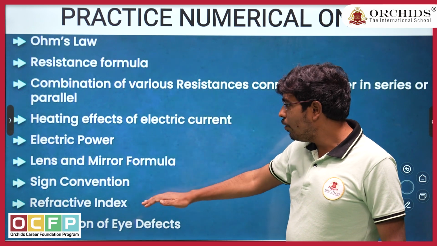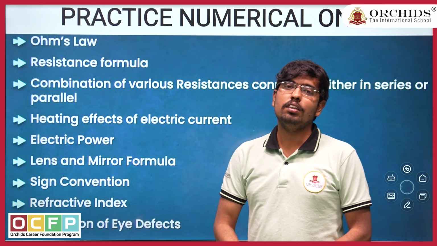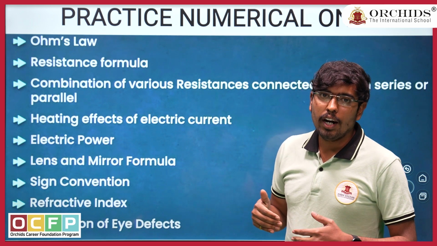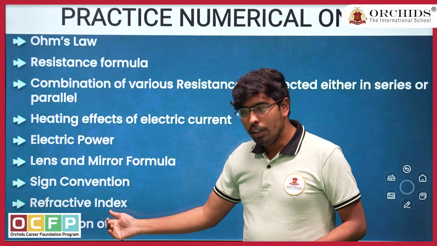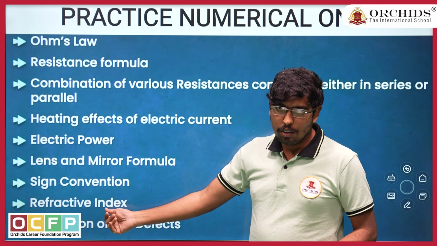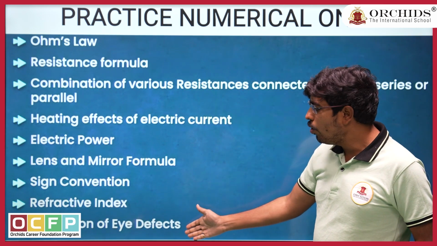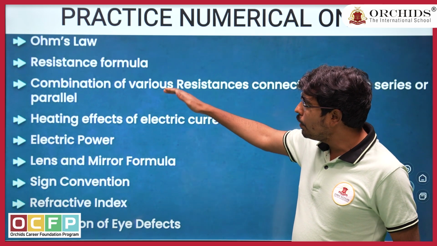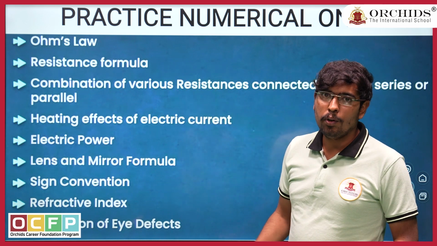Okay, the next one is refractive index and the correction of eye defects. Before understanding refractive index, we have to understand the passing of light rays from rarer to denser medium, and the different types of mediums. Then correction of eye defects, which includes myopia and hypermetropia. So we can expect the majority of the numericals from these topics in your board examinations.